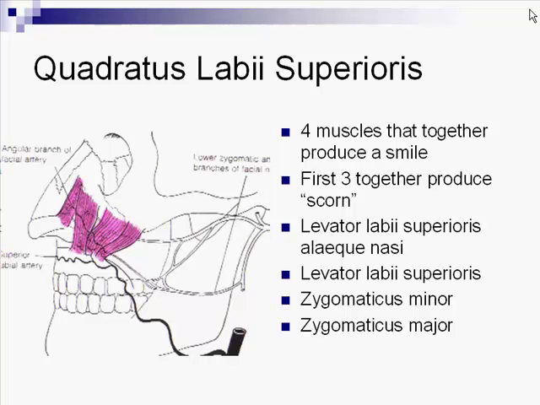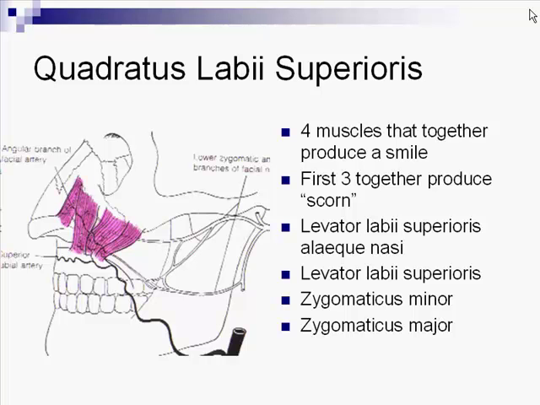When you look at the name of this muscle, quadratus, would it make sense that it would be four muscles? Labii, lip, superioris, upper. These are muscles that attach to the upper lip. The first three together produce scorn. Zygomaticus, smiling.